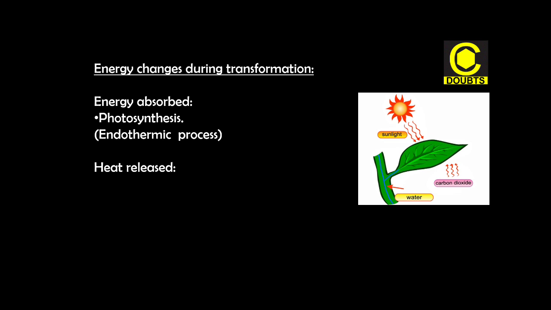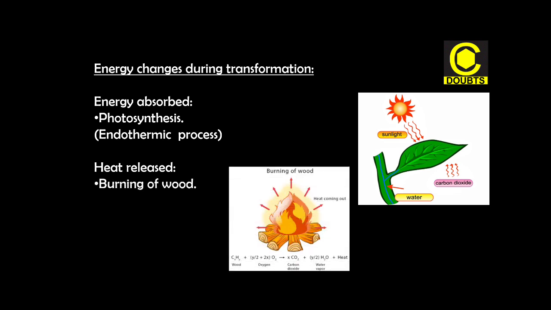And the next is heat released. When we burn wood, heat is released. Wood and oxygen react to give carbon dioxide, water vapor and heat. This is how we produced energy in ancient days. It was a very important form of energy in ancient days. These types of processes can also be termed as exothermic processes.